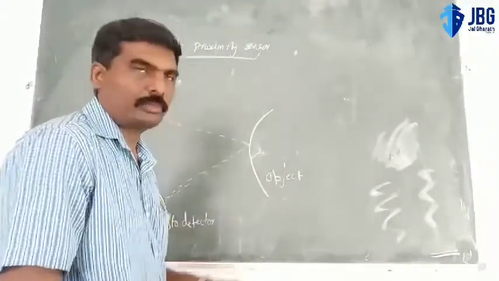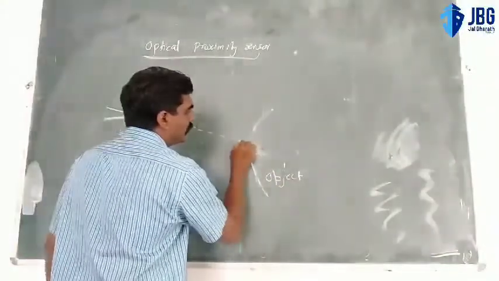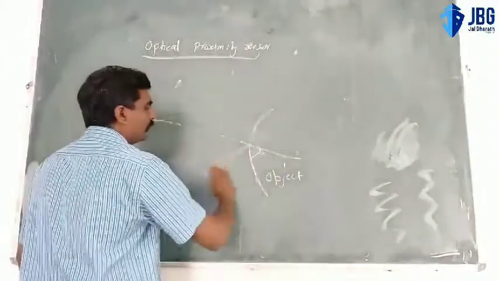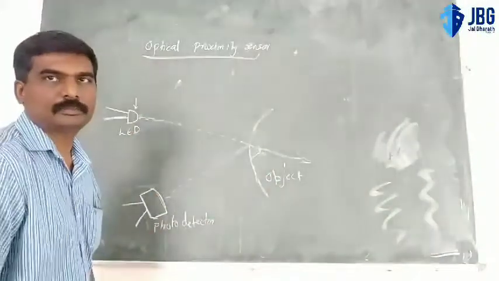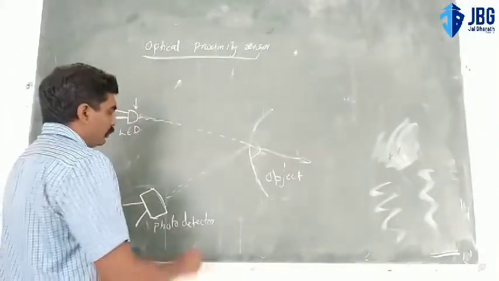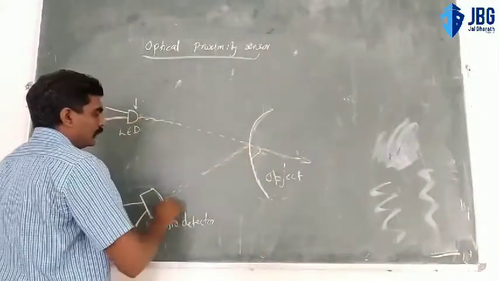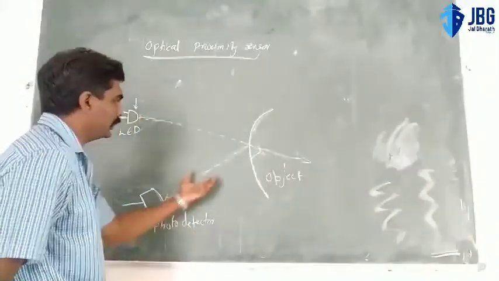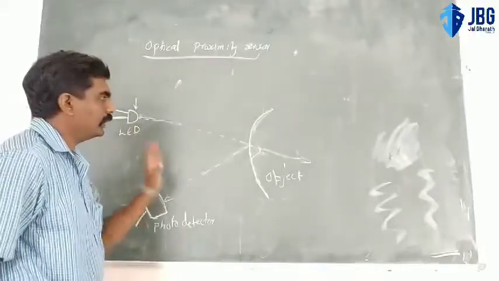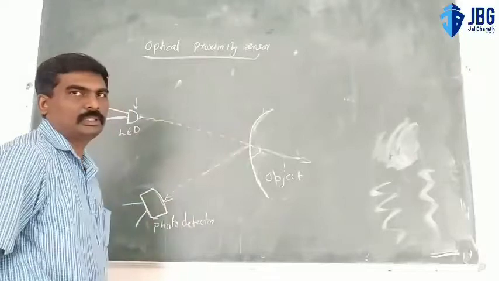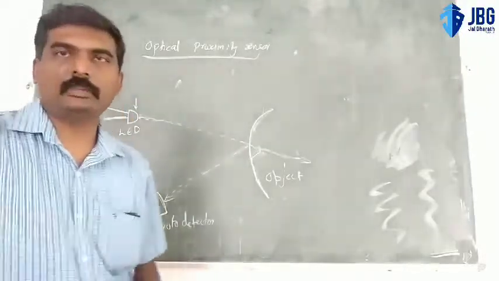If there is no object, the light from the LED will go like this. So only when the object is present, we can get the reflections of this light source. Thereby we can detect the object presence. So that's how it works with the optical proximity sensor.